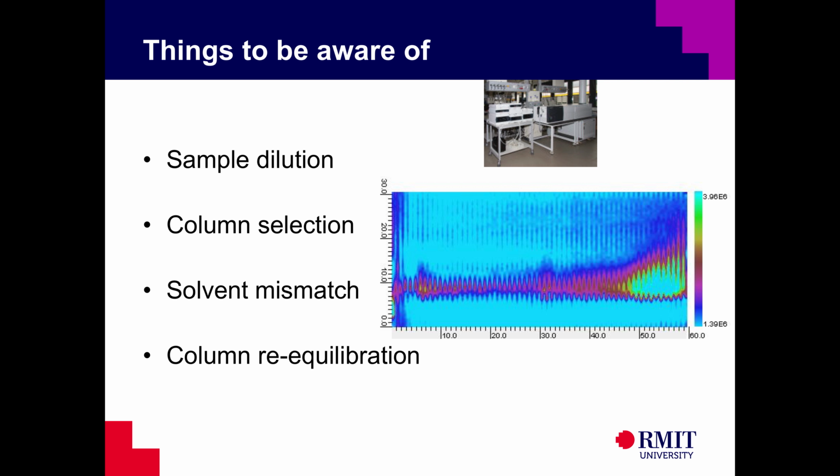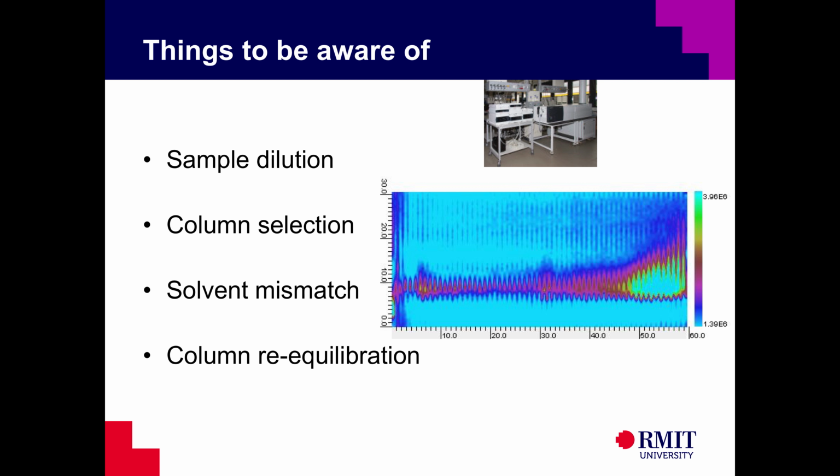There are some things to be aware of with 2DLC. One is sample dilution. So you inject your sample onto the first column, and then you're theoretically injecting subsamples of that onto the second column, and then putting more mobile phase in. So it does dilute it down. Which columns to use is important. You have to use ones with different retention mechanisms. But if you do that, then you can have problems with solvent mismatch. So you might have a reverse phase, a normal phase column, for example, and they have different solvents.